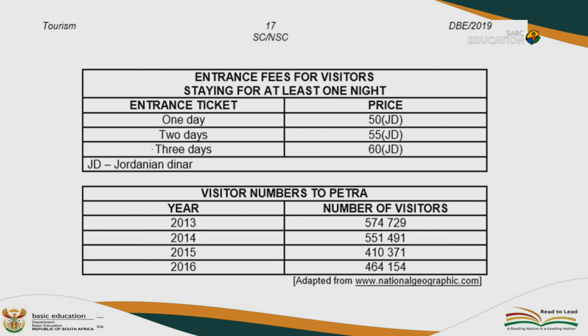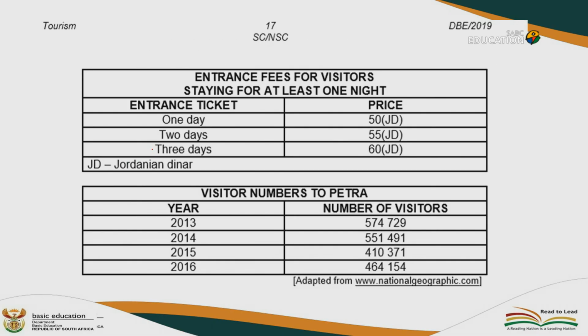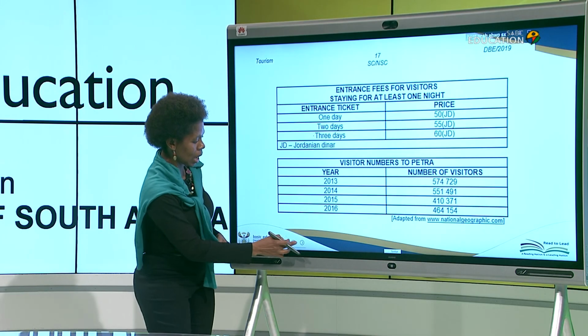This is the stats. Entrance ticket, 1 day, 2 days, 3 days, and everything. Entrance fee for visitors staying for at least 1 night. These are the stats that we can ask surrounding the visit to an icon. Another question, name the country where the icon Petra is located. These are the questions that you can be asked. One trend regarding the visitor numbers to Petra, it talks about this. Know how to interpret data that you see in terms of the icon. It means an icon cannot only be asked using a picture. We also use the stats to interpret the icon.